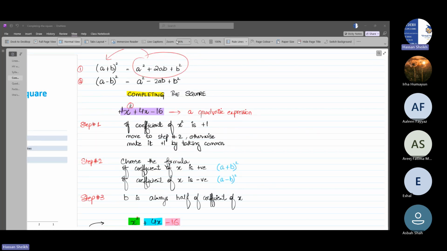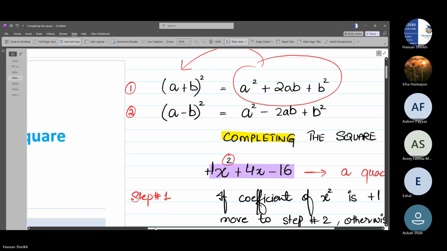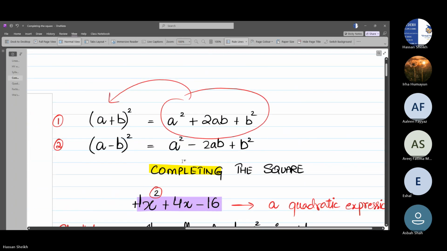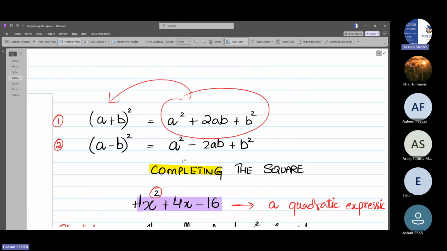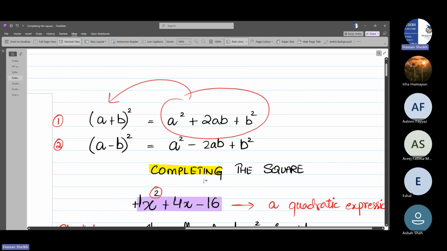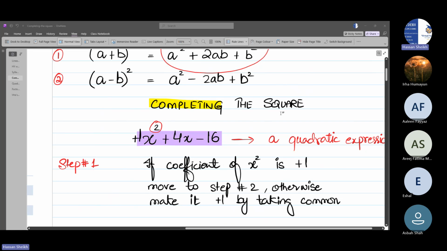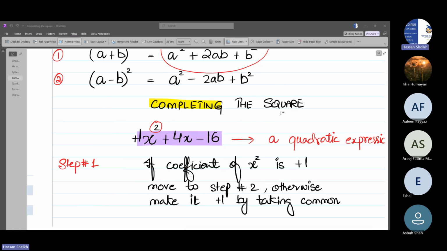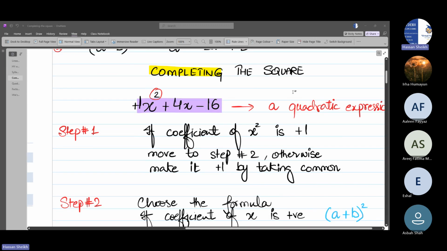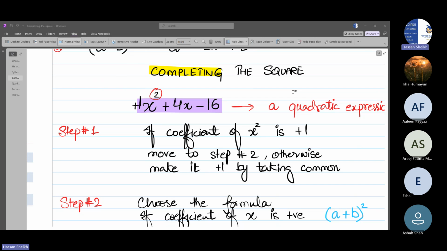So for completing the square, you must remember these two whole square formulas. A plus b whole square equals a square plus 2ab plus b square, and a minus b whole square equals a square minus 2ab plus b square. For completing the square, the first step is to check the coefficient of x square. If the coefficient of x square is plus 1, then it's okay. Move on to the second step. And if the coefficient of x square is not plus 1, you must make it 1 by taking any common number outside the bracket.